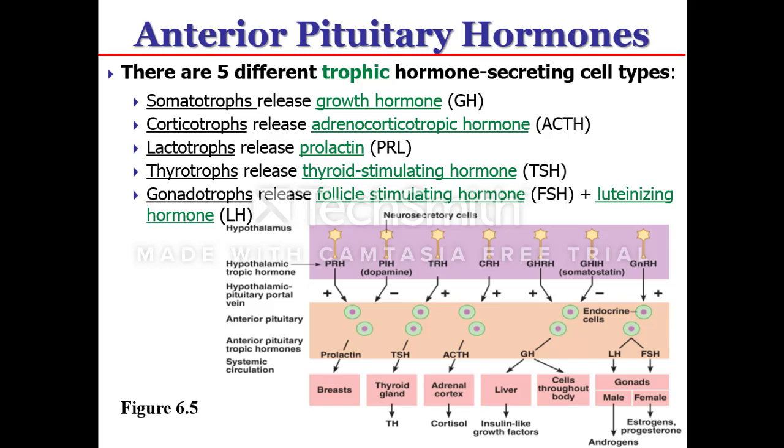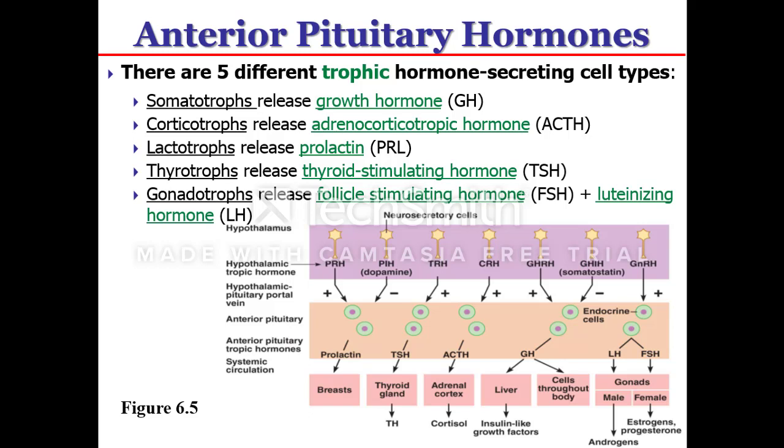And let's just go through the cells that are actually creating the different hormones that we just listed. So somatotrophs, think of skin and muscle. Somatotrophs are going to release growth hormone, and we saw the growth hormone in just the previous diagram targeting bones, muscles, and fat.